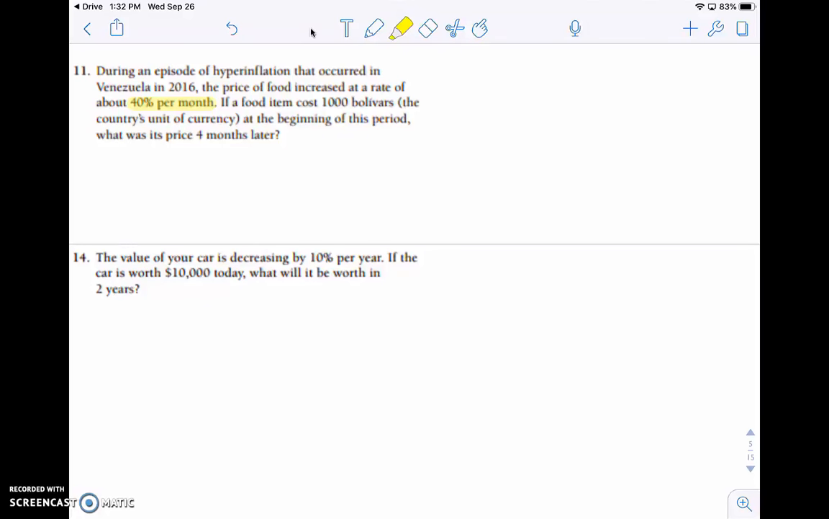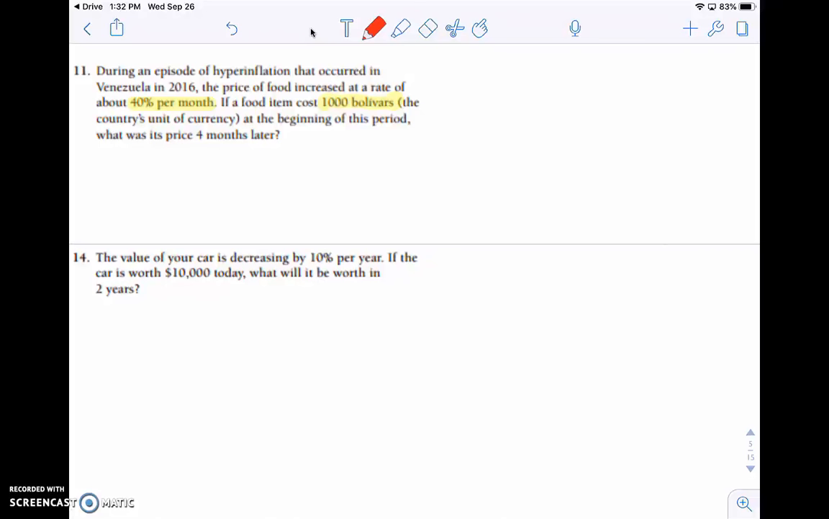So if food items cost 1,000 bolivars, that's the country's unit of currency. So it's like $1,000, but their currency is the bolivars. The accent's on the I, sorry about that. So it's 1,000 at the beginning of the period. What was its price 4 months later?